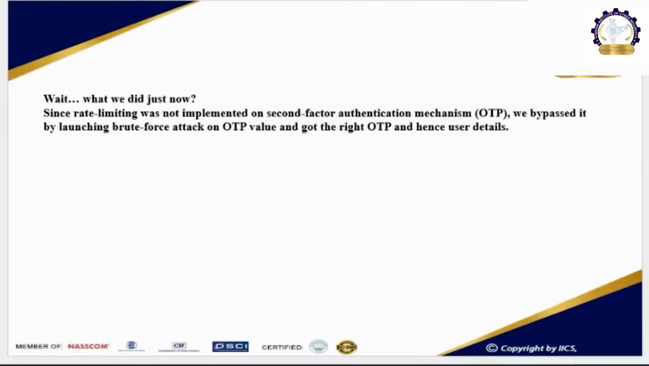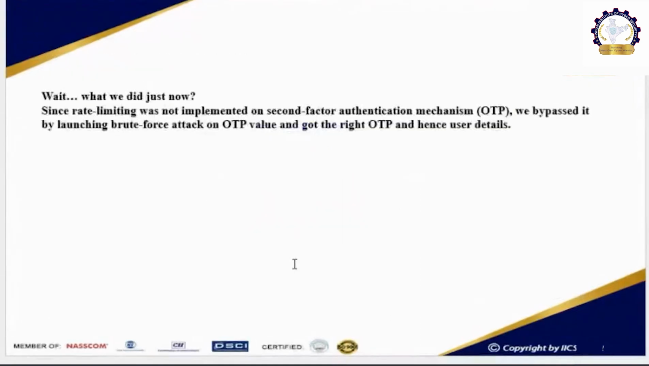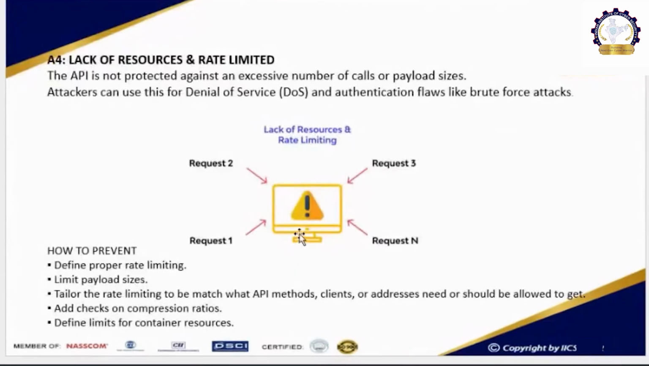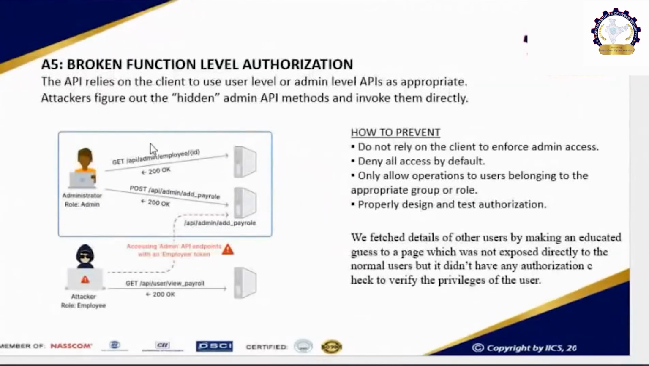So this is all about A5. No, not A5, it is A4. It's all about lack of resources and rate limiting. And next we have broken function level authorization. So in A1 we have broken object level authorization. Next we have broken function level authorization.